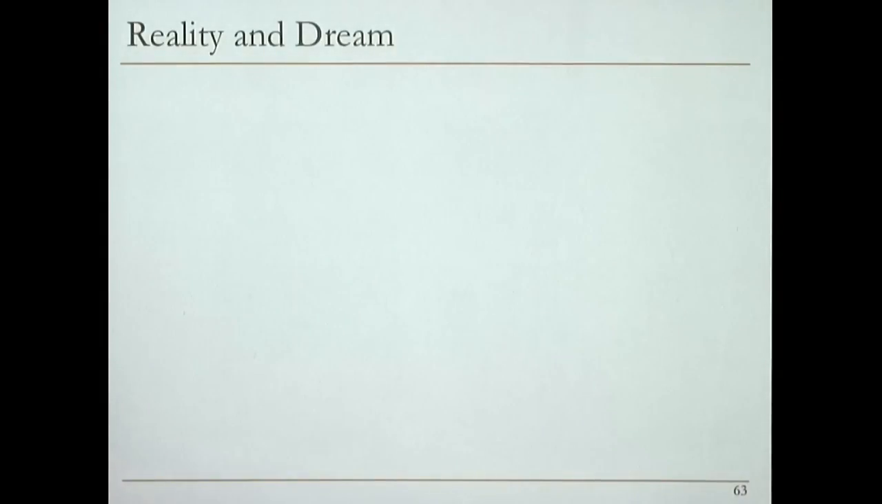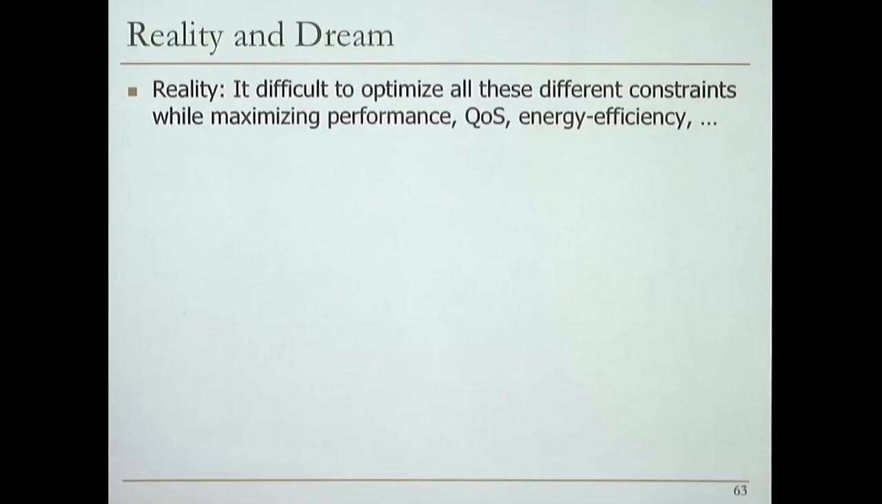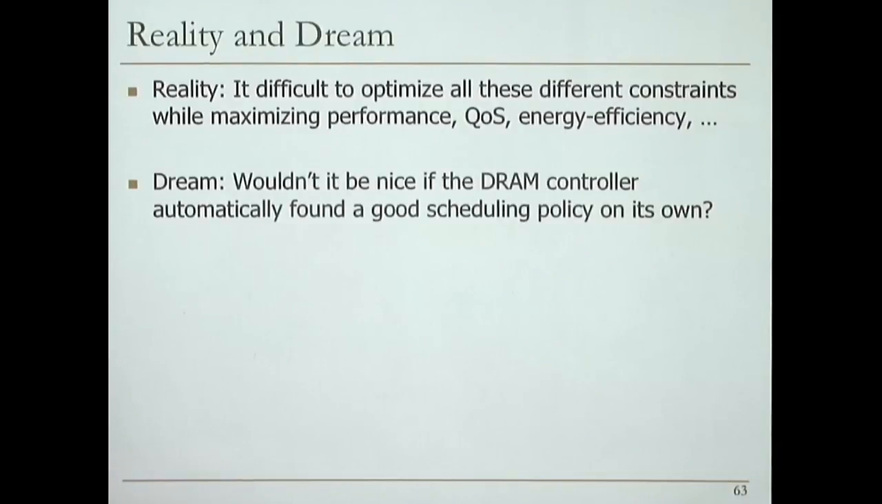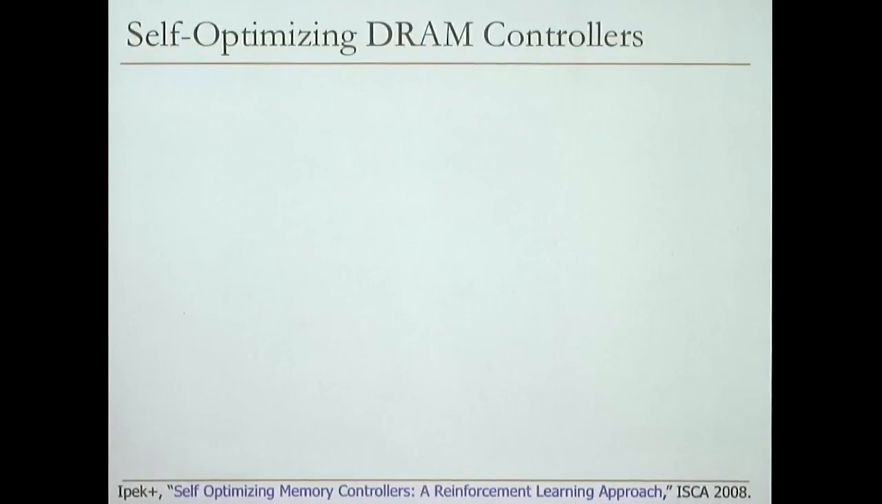I'll give you some ideas to stretch your imagination going forward. But the reality is it's difficult to optimize all these different constraints while maximizing some metrics: performance, QoS, energy efficiency. Wouldn't it be nice if we had a DRAM controller that automatically found a good scheduling policy of its own, right? We had this dream a long time ago, about 10 years ago, actually. As an architect, you always follow your dreams, and you try to make it possible. The idea is in this paper. You don't need to read it. We'll put it online. If you want, you can review it.